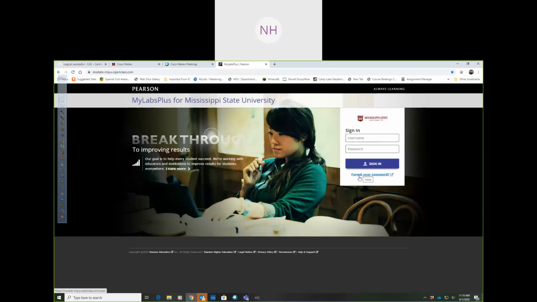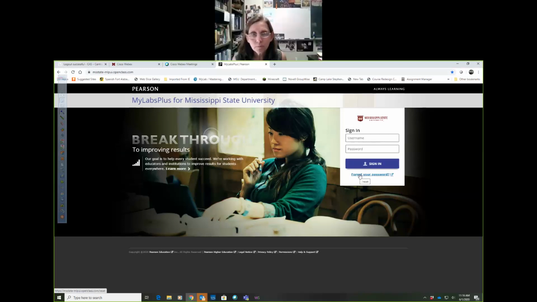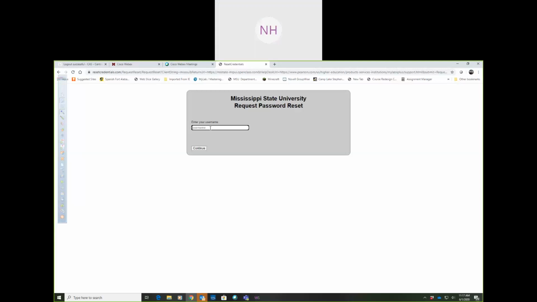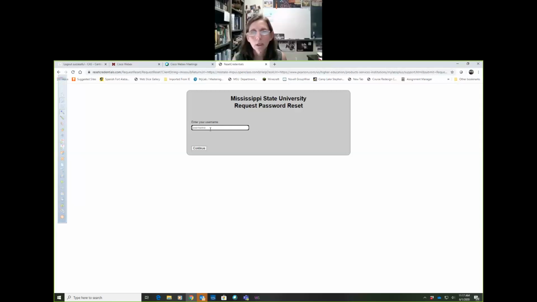Okay, so if you've used MyLabs Plus before, then you're going to click username, type in your username and your password. Your username's your NetID. If not, you're going to click forgot your password because, well, you don't have a password. Okay. And I'm going to kind of show you what this is going to look like. Here's where you're going to enter your NetID. And then you're going to click continue. And then it's going to tell you it sent you an email, and you check your email. It is set up guaranteed to your MSU email account.